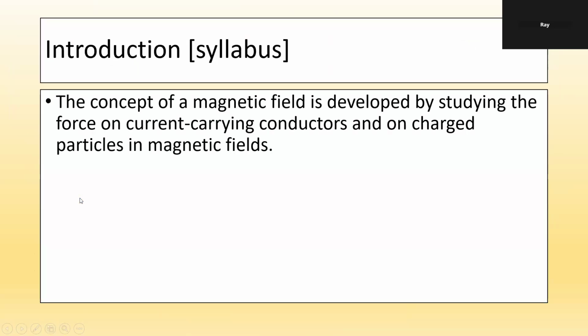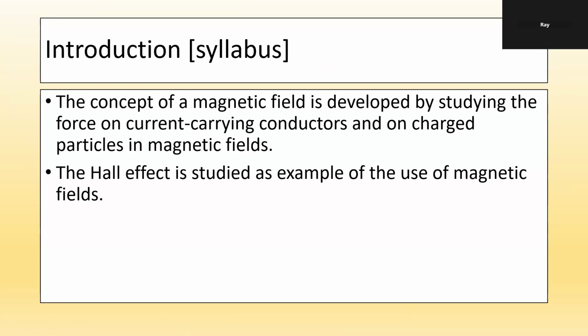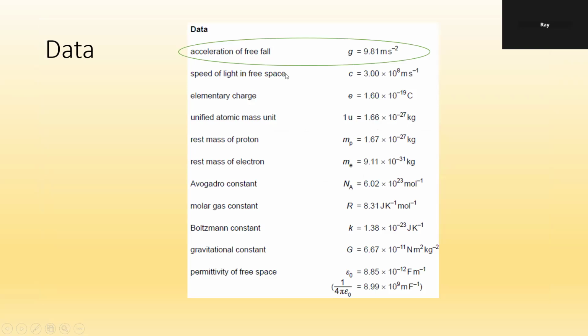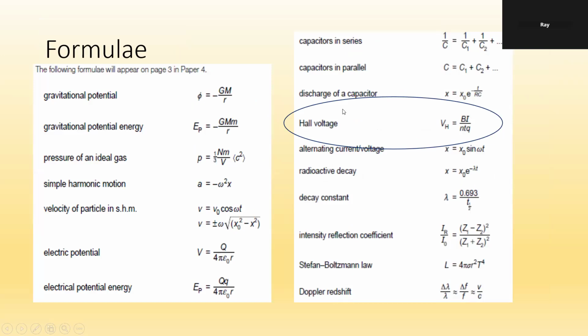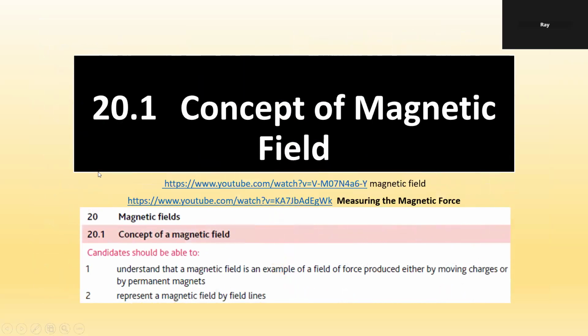The concept of magnetic field is developed by studying the force on a current carrying conductor and on a charged particle in a magnetic field. Hall effect is studied as an example of the use of magnetic field. Previously, there was MRI, but now they throw it away. There's medical application now. Right? You are likely to use it. Hall voltage, you need to know how to derive it. That's the syllabus.